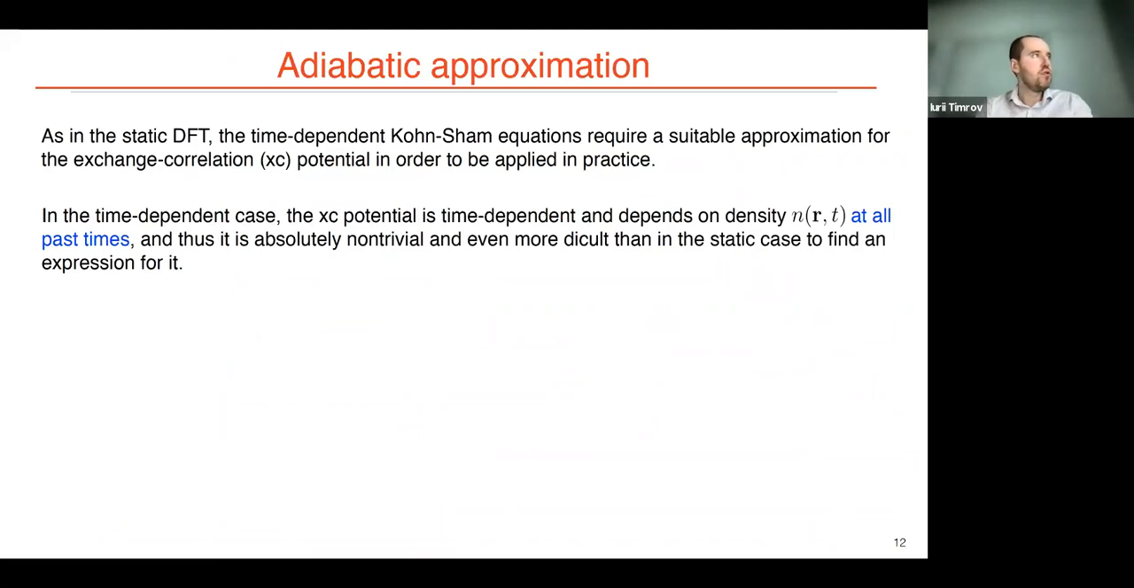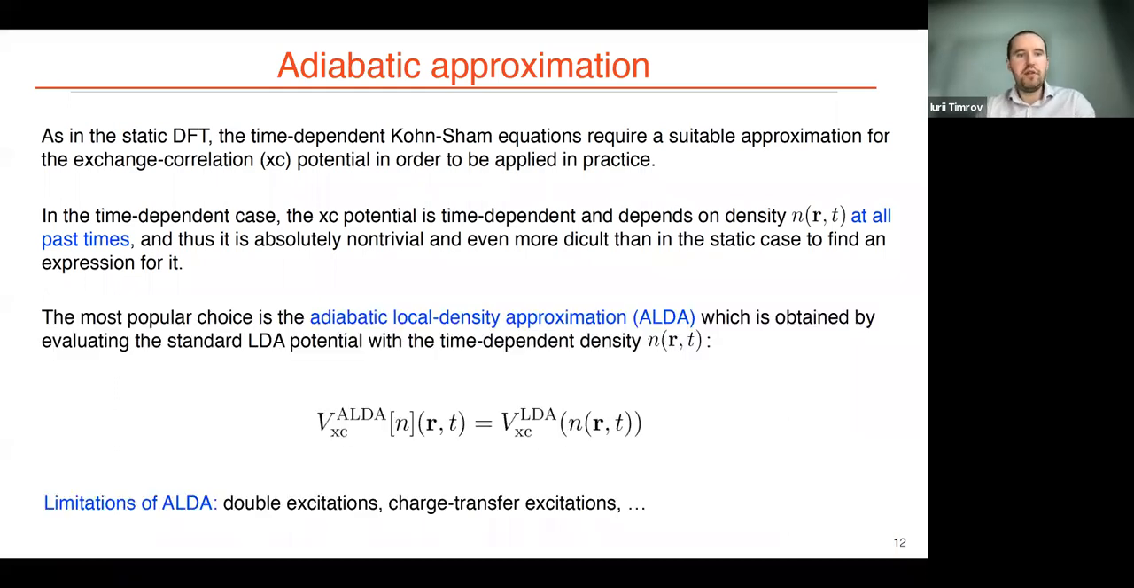Okay, and now we need to somehow solve the problem of the time-dependent exchange correlation potential. We had to do something in the static case. We had to use some approximations like LDA, the local density approximation, or GGA, the generalized gradient approximation. So we need to do something similar here in the time-dependent extension. The easiest would be to use the so-called adiabatic local density approximation, called ALDA, which is obtained by evaluating the standard LDA potential at the time-dependent density n(r,t).